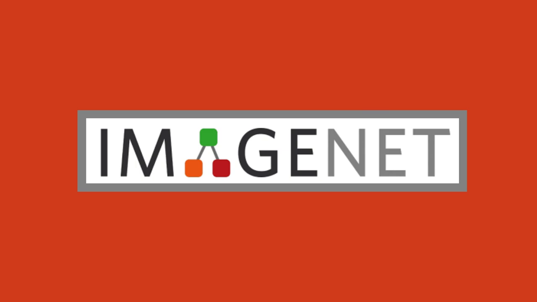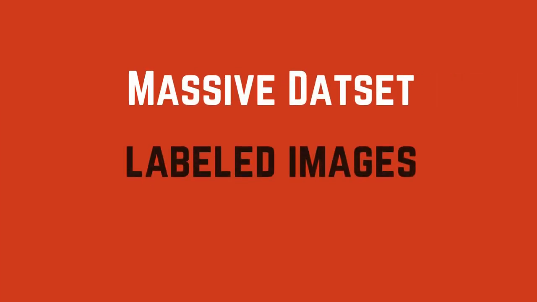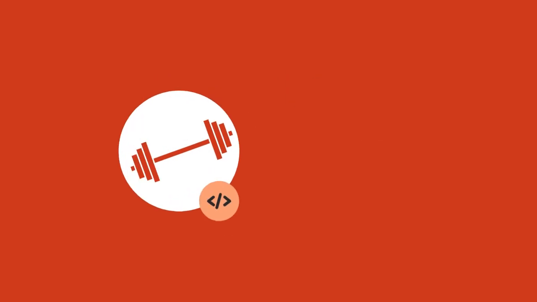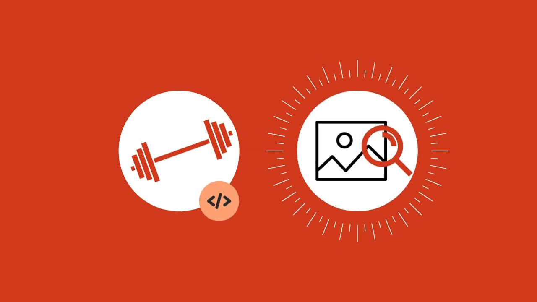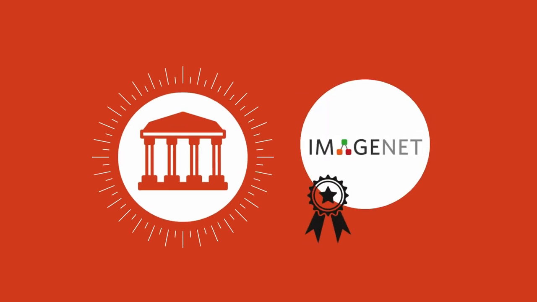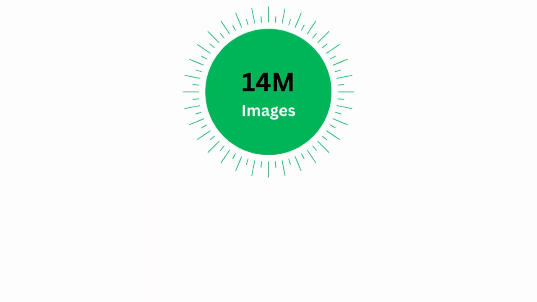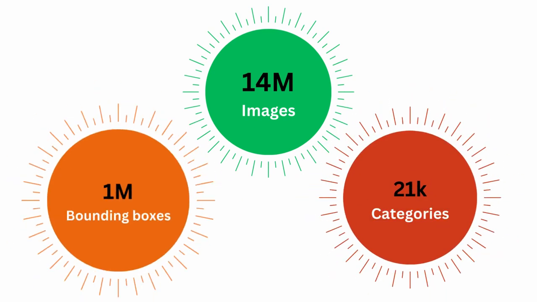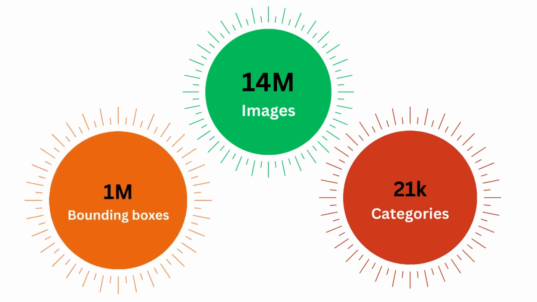So, what exactly is ImageNet? Let's find out. ImageNet is a massive dataset of labeled images serving as a playground for training and testing computer vision models. Developed by researchers at Stanford University, it has become a cornerstone in the area of image recognition. The dataset consists of over 14 million images with approximately 21,000 categories, and over 1 million images have bounding box annotations.